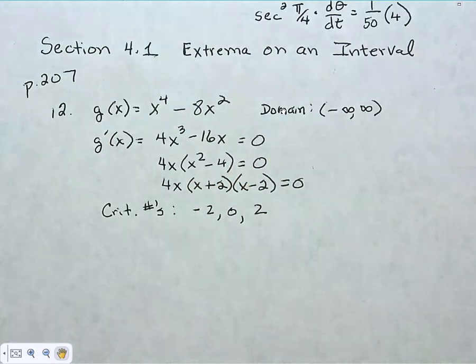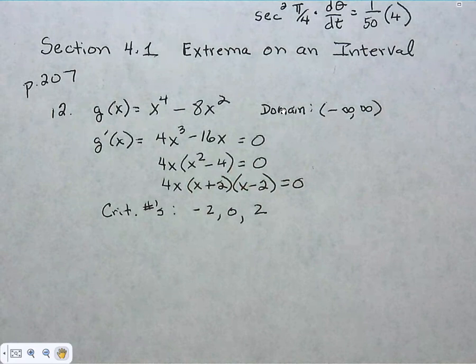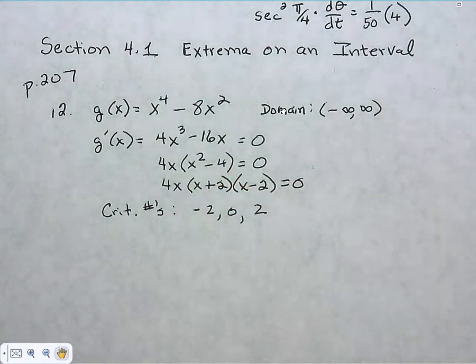It doesn't matter in what order you write them. I tend to write my critical numbers left to right because when I finally get to 4.6 and start graphing using this information, I graph from left to right. All right, that's all we have to do on those.